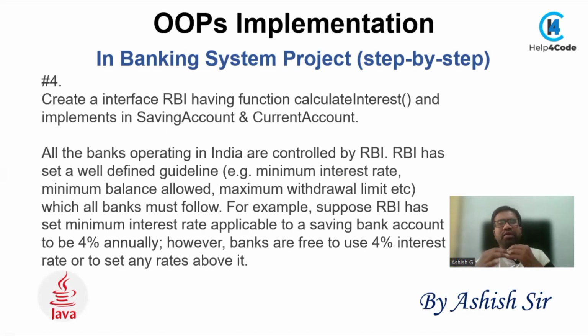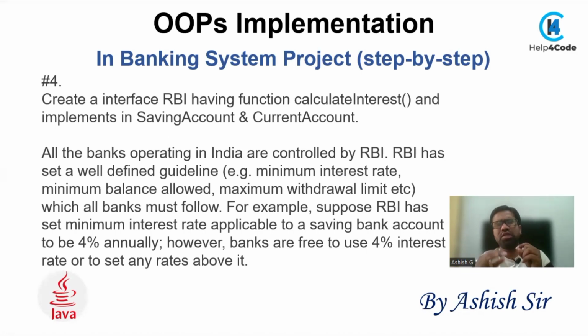For example, the RBI interface has the calculate interest method, and RBI has a number of child banks like SBI Bank, Maharashtra Bank, Punjab National Bank. Now we will write class SBI implements RBI. So whatever methods are declared inside RBI will be overridden in the SBI class, and then we write our own definition there.